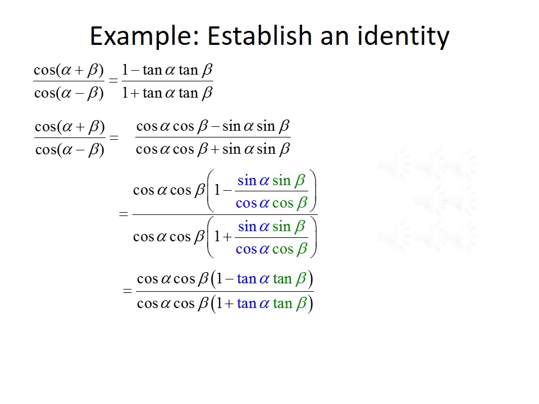Now, since sine over cosine is equal to tangent, we can rewrite that as cosine alpha cosine beta times 1 minus tangent alpha tangent beta, all divided by cosine alpha cosine beta times 1 plus tangent alpha tangent beta. The cosine alpha cosine beta that's in the numerator and denominator will cancel each other out, leaving us with 1 minus tangent alpha tangent beta divided by 1 plus tangent alpha tangent beta, which is what we were trying to show. So we've established this identity.